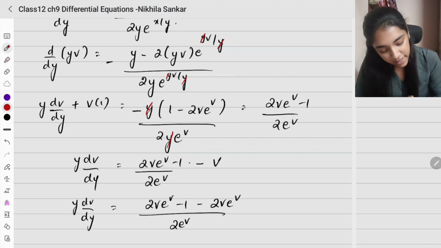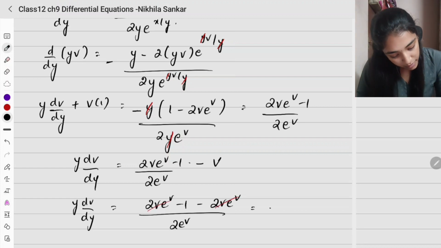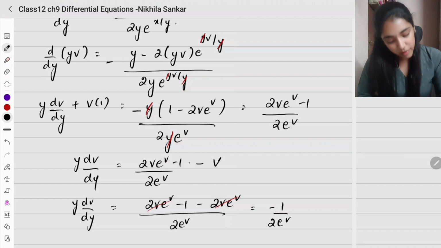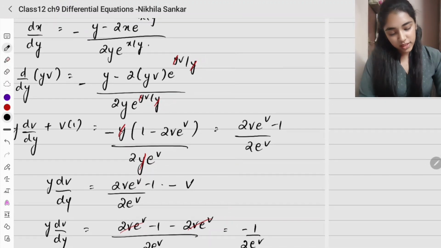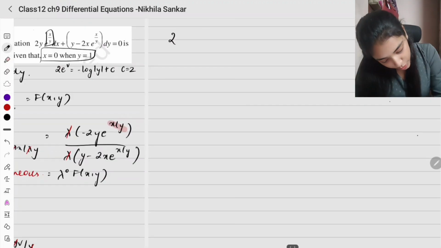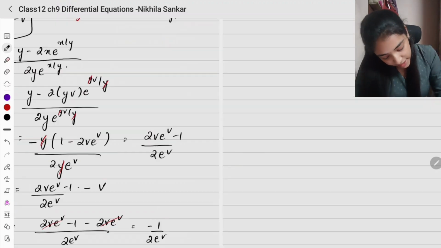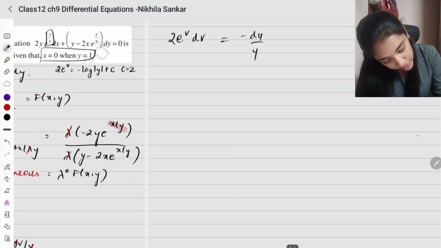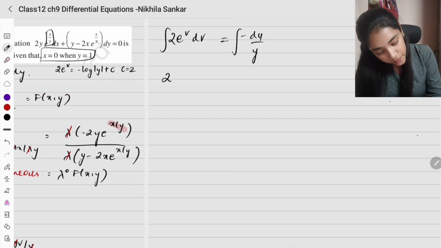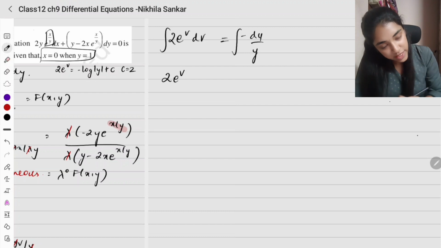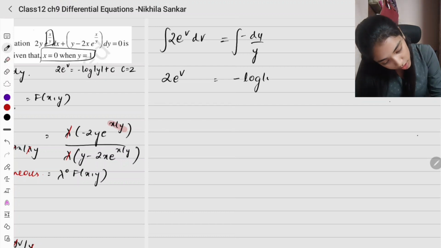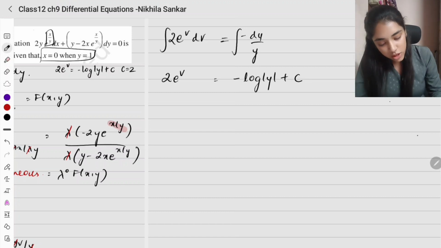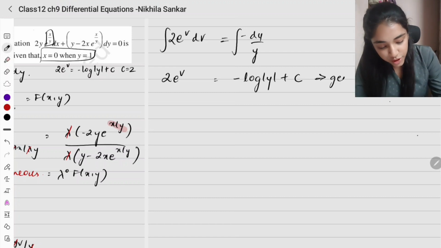Most of these terms will cancel, so it becomes easy to solve. So what will I have? Minus 1 divided by 2 times e power v. Now bringing dv and dy to one side, I'll have 2 e to the power v dv equals, on this side, minus dy divided by y. Integrating on both sides, 2 is a constant, the integration of e to the power v is e to the power v, equals minus 1 by y whose integration is going to give me log mod y plus c, the integration constant. Now this is my general solution.